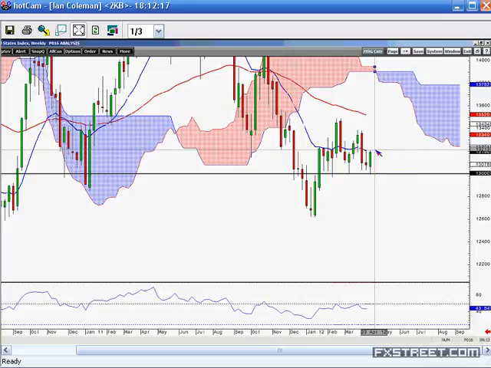132.13 is the prime level. If she can breach 132.13 today, then I have, as far as I'm concerned, one of my outside bars.